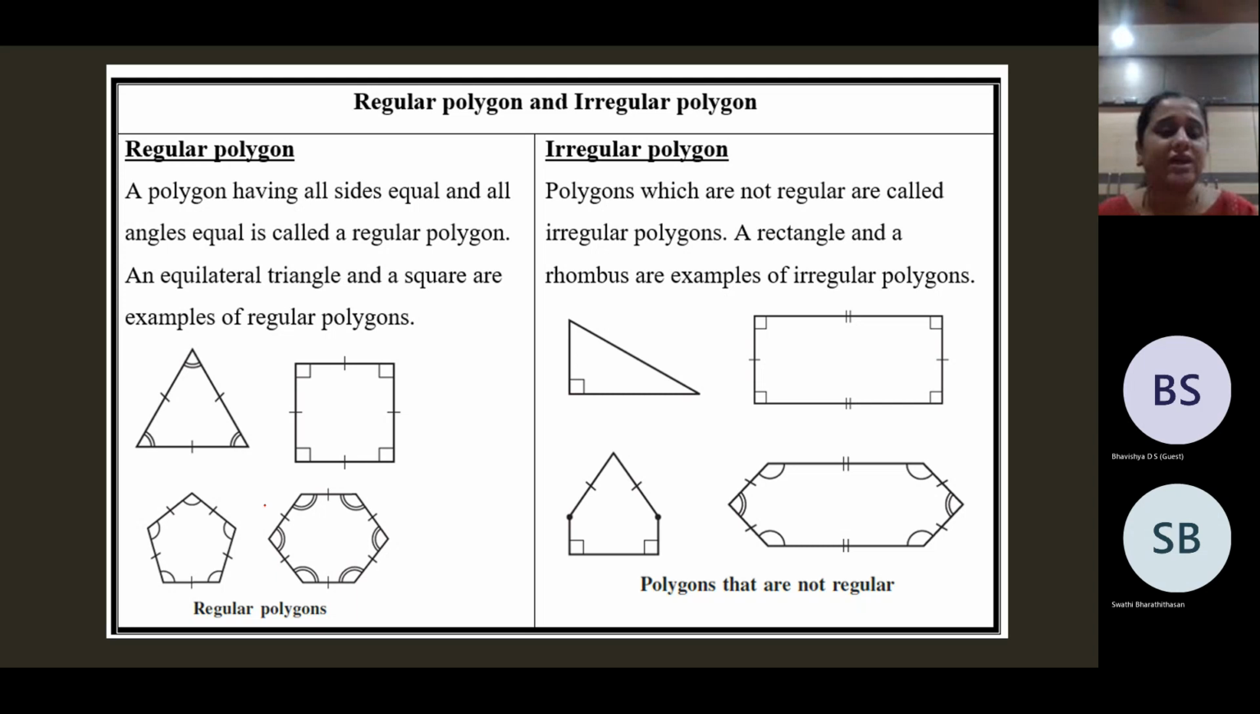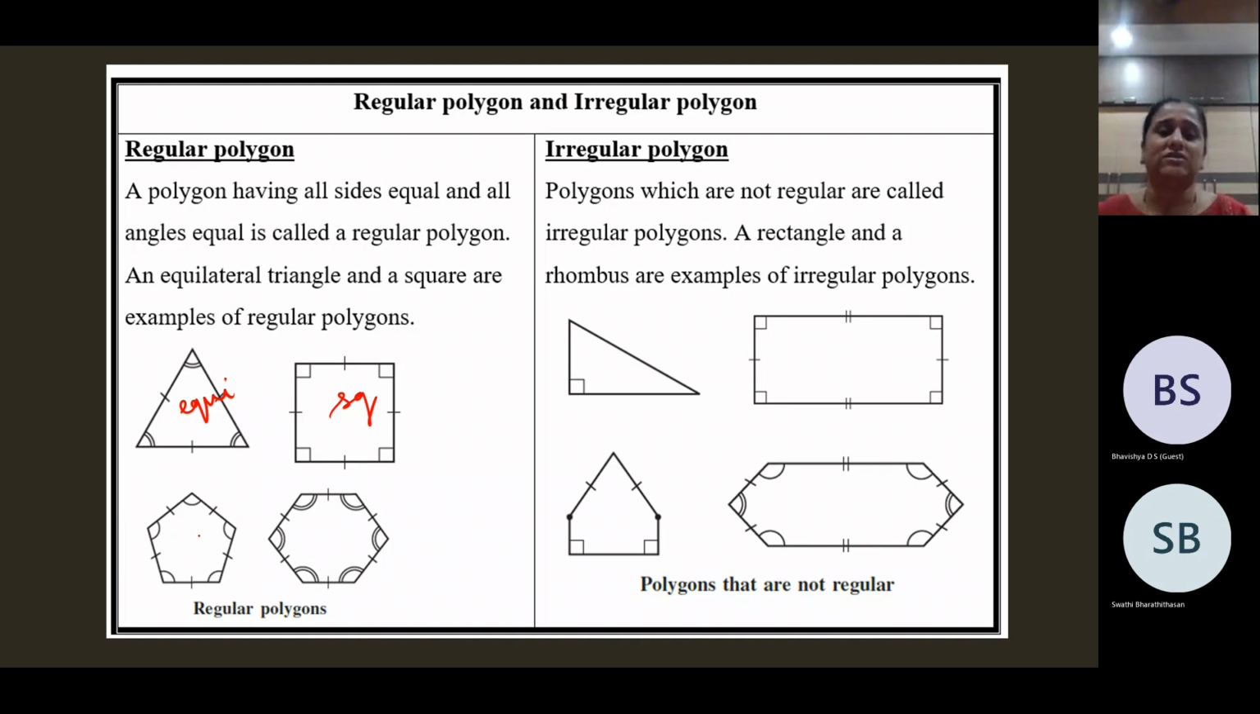Now, an equilateral triangle. This one is an equilateral triangle. An equilateral triangle is a regular polygon because all the 3 sides are equal and all the 3 angles measure 60 degrees. So an equilateral triangle is a regular polygon. A square is a regular quadrilateral, because in a square, all the sides are equal and all the angles are also equal. Each angle is equal to 90 degrees.